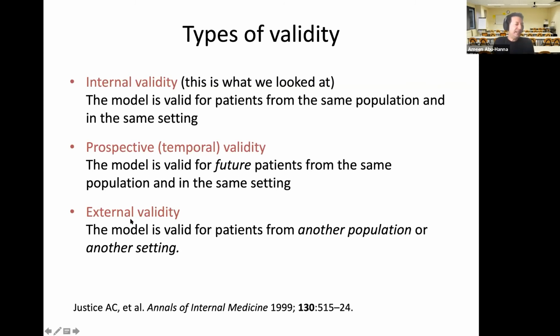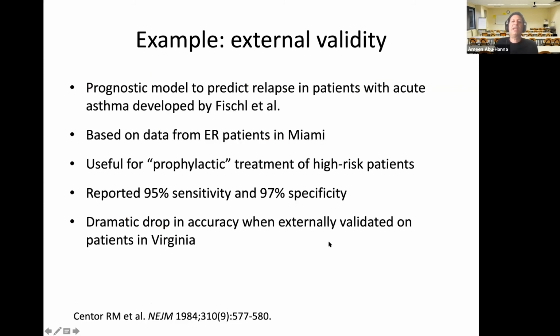External validity is when you test it on a different population. It could be a different geographic area. It could be that you tested on adult patients and now you're trying on a mix of adults and children. So it's external. You have a different population than you expected, a different setting. Let me give you an example of external validity. I'll just show you because you can read the slide for the details.